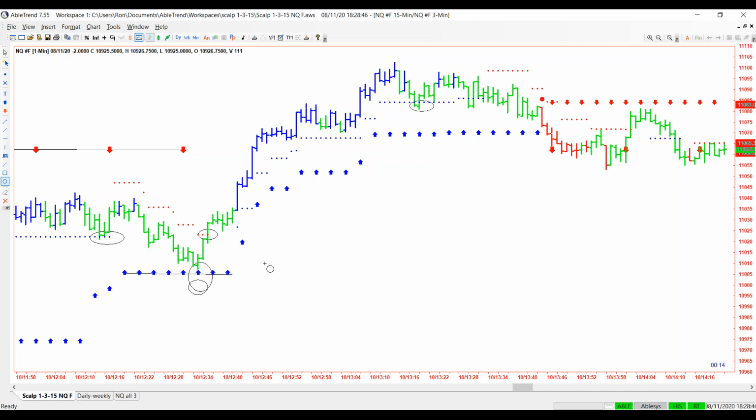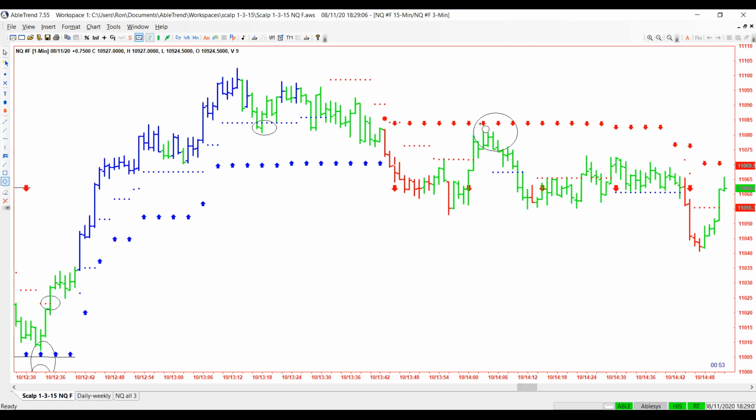This was great because it just kept bouncing. It would hit the blue arrow and shoot up like it did right there, hit the red arrow like right here and shoot back down. Now, it doesn't have to touch it if it's within a point, if it's close enough. We're not going to get overly technical and get a magnifying glass out and get crazy over it. But look at these. This is unbelievable.